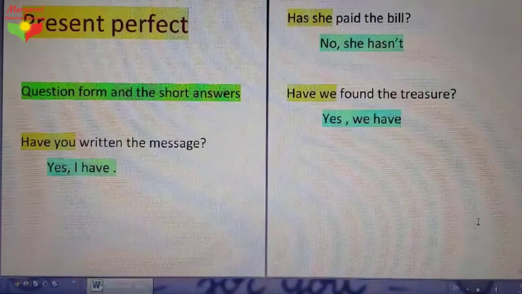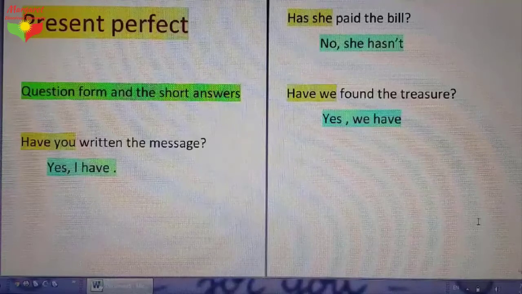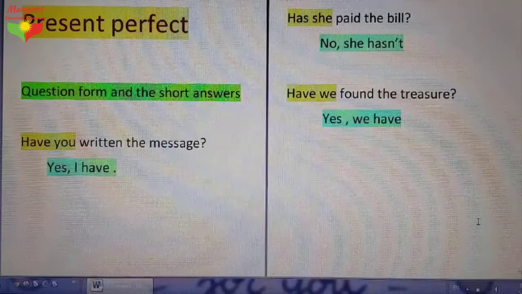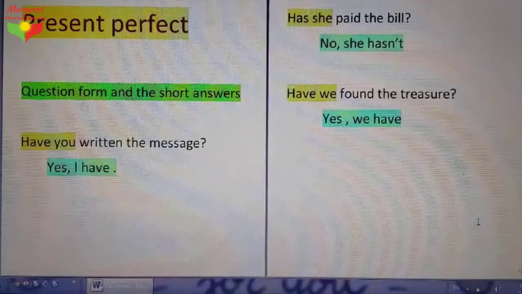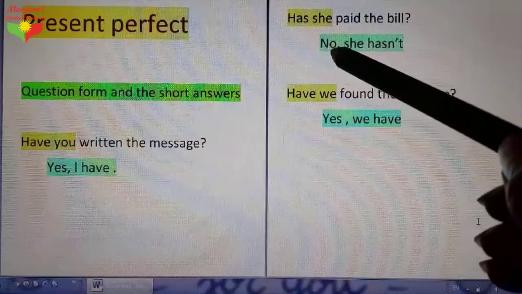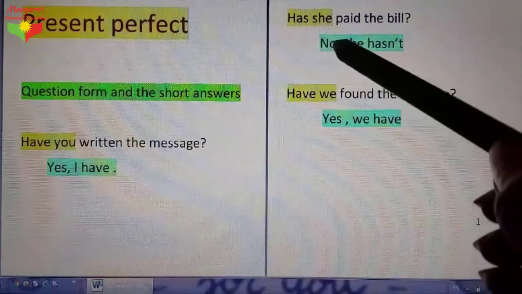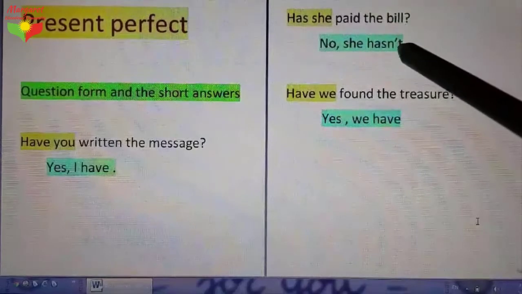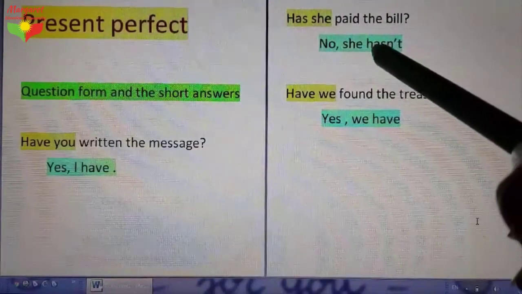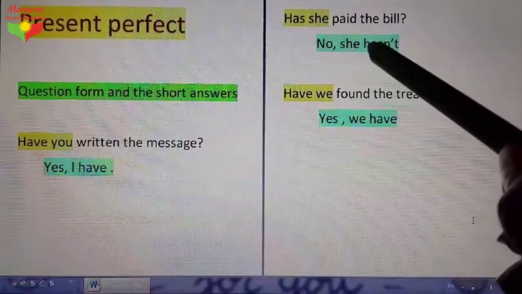So here we have a negative answer and we said no, she hasn't. Do you remember about that when I told you? If you answer negatively, if you have no, you have to put not on the auxiliary verb. Don't say no, she has.